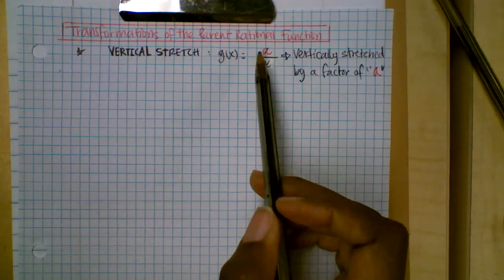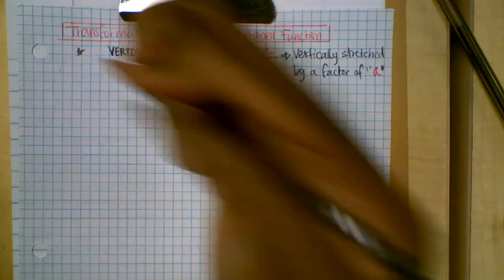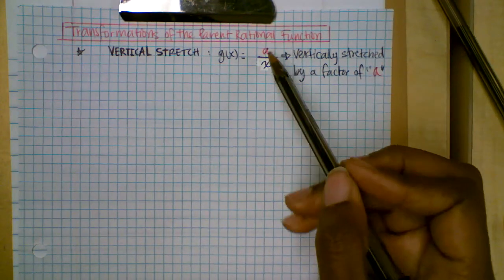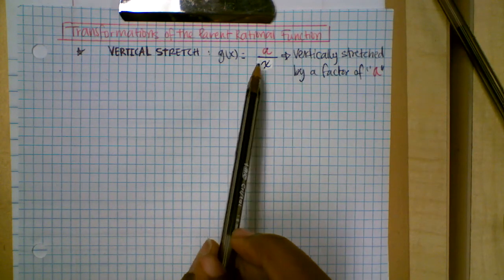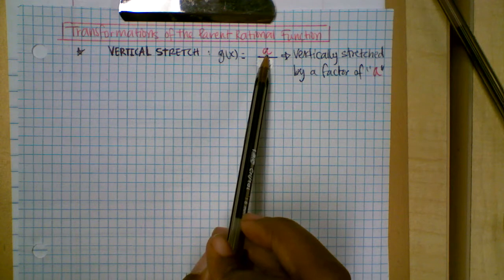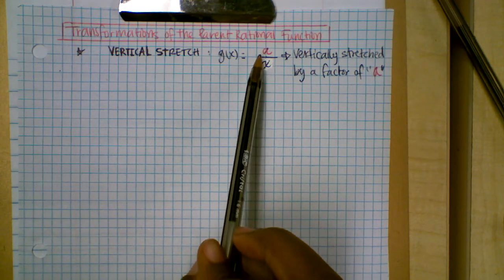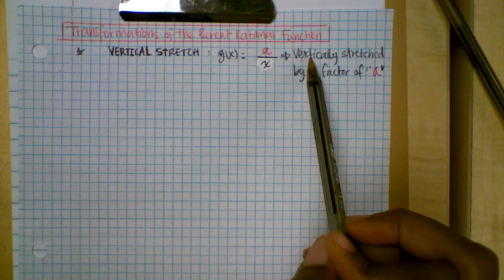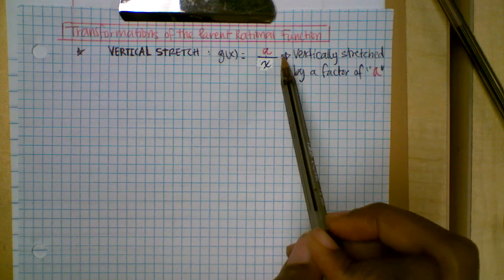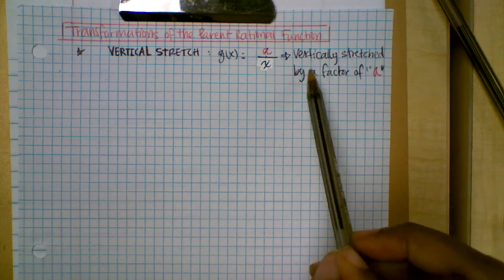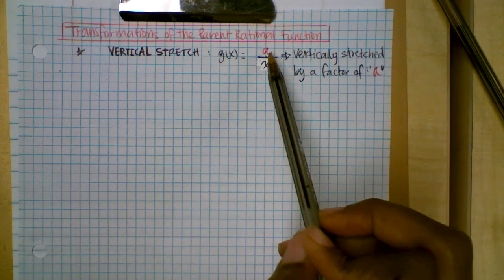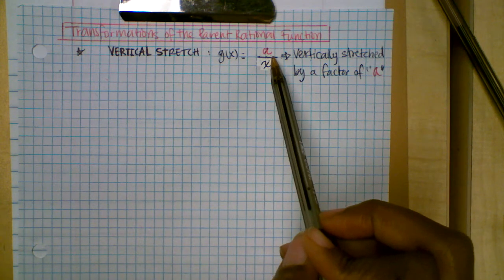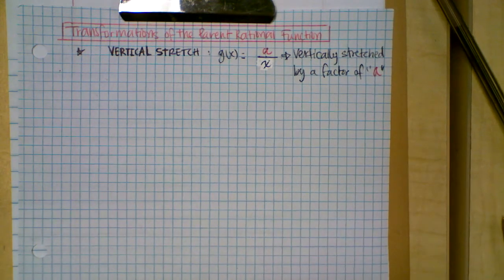we know that the parent function is 1 over x, right? And you see on the numerator, there's a number multiplied to the 1, a number greater than 1. So that's why we say you have a vertical stretch. The parent function has been vertically stretched by a factor of a. A represents the number multiplied to 1.